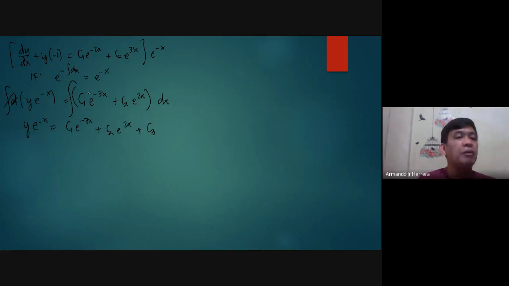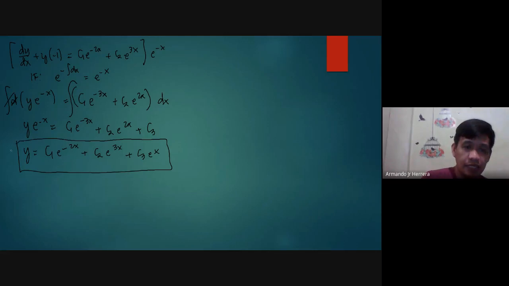So again, the constant disappears since it is multiplied by constant 1. Then y is equal to c1 e to the minus 2x plus c2 e to the 3x plus c3 e to the x. That will be our general solution. This is taken by multiplying all of this by e to the x to cancel this out. So negative 3x plus x is negative 2x, 2x plus x is 3x, and c3 e to the x here. So that's our general solution.